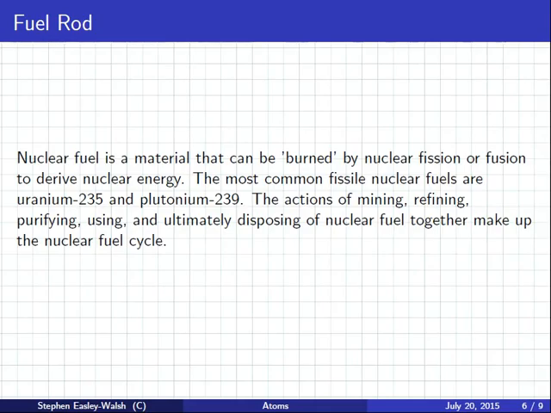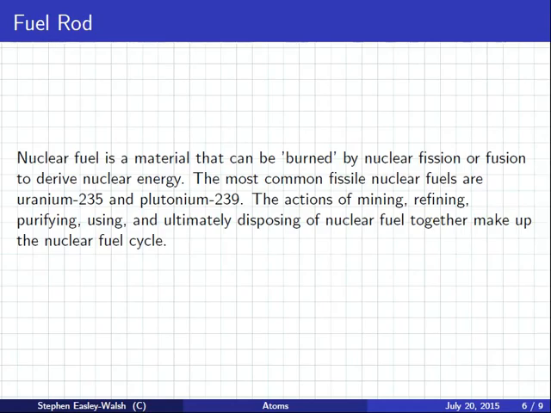But of course, the uranium is not sitting in the ground ready to use like oil or coal. So you take the rocks out of the mine, and then you have to refine it. This is where you take the uranium out from the rocks. Then you have to purify it, meaning there might be some impurities in the uranium, some foreign material, so you have to take this out. Then you have to use it. But after you use the uranium, it's a dangerous material, so then you have to dispose of it safely.